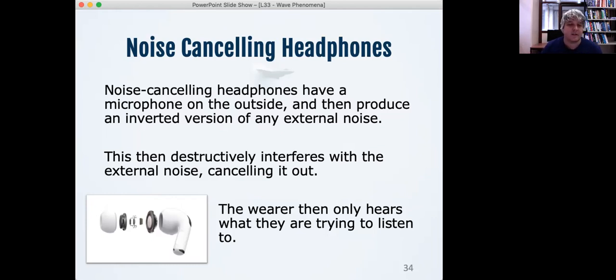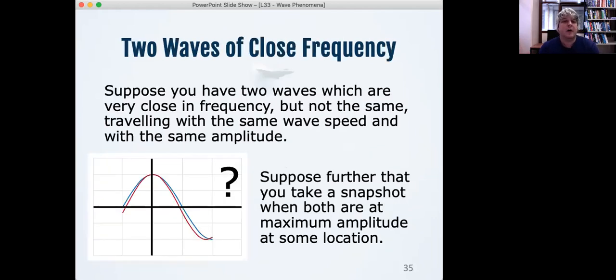What about if we've got two waves that are very similar but not quite the same? We said if they were exactly the same, then they'll always be in phase or they'll always be out of phase. But what if they're not quite the same? What if one of them has a slightly different frequency? We're going to assume they have the same amplitude for now, but what if they've got slightly different frequency but the same wave speed? So let's take a snapshot again.